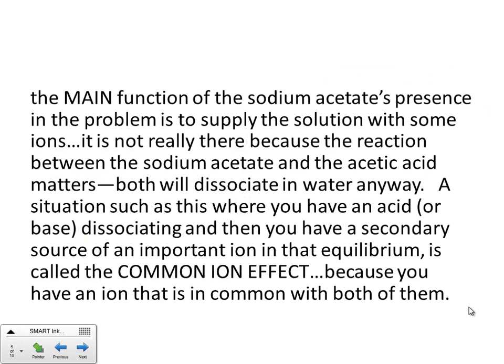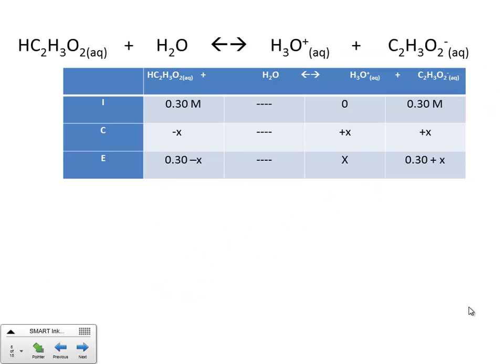So let's go back to our problem real quick. Okay, so here's our problem. Now that we have our icebox all filled in, we can look up the K value for acetic acid to find that it equals 1.8 times 10 to the minus fifth, and that gives us a law of mass action that looks like this.